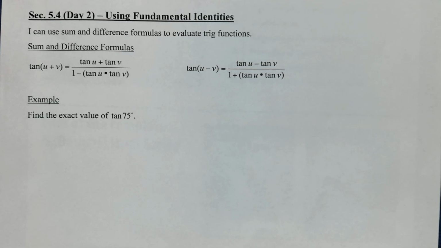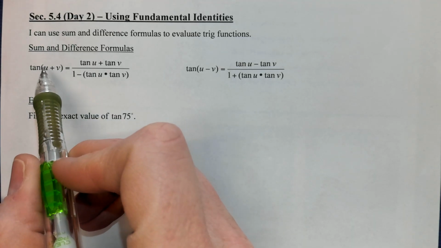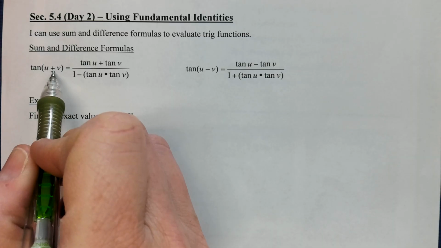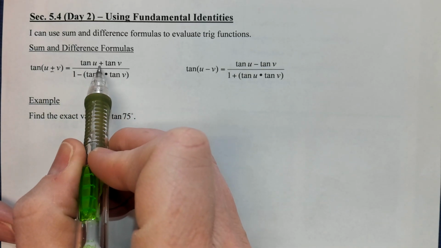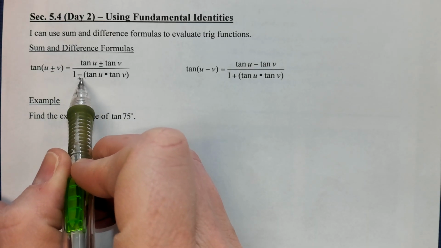This is section 5.4, day 2, and today we're going to be talking about the last sum and difference formula we have, which is for tangent. Just to note, when you're looking at your formula card, you have a plus minus here, so it's accounting for both of these formulas. And then on top you have a matching plus minus, but then on the bottom, upside down, you have a minus plus.